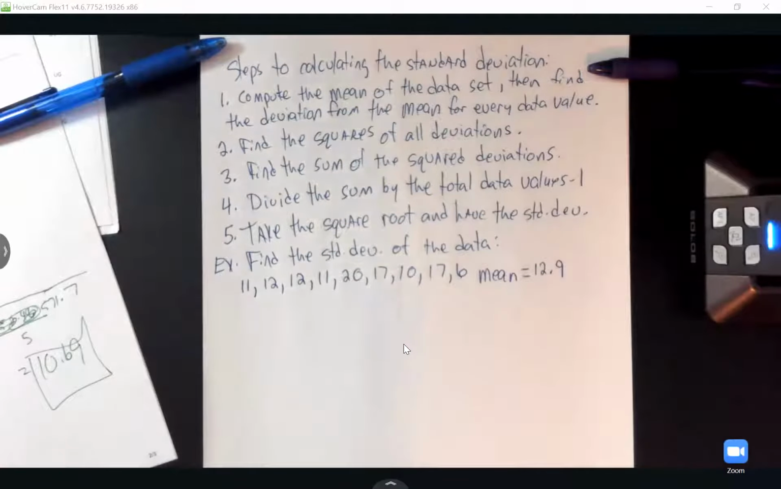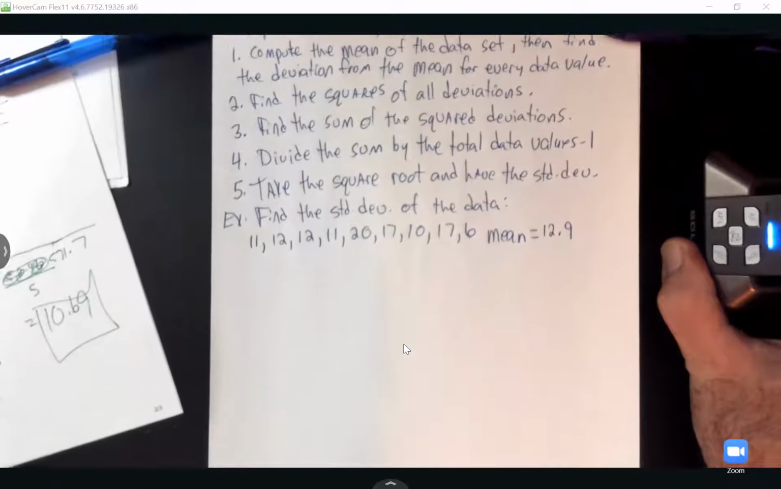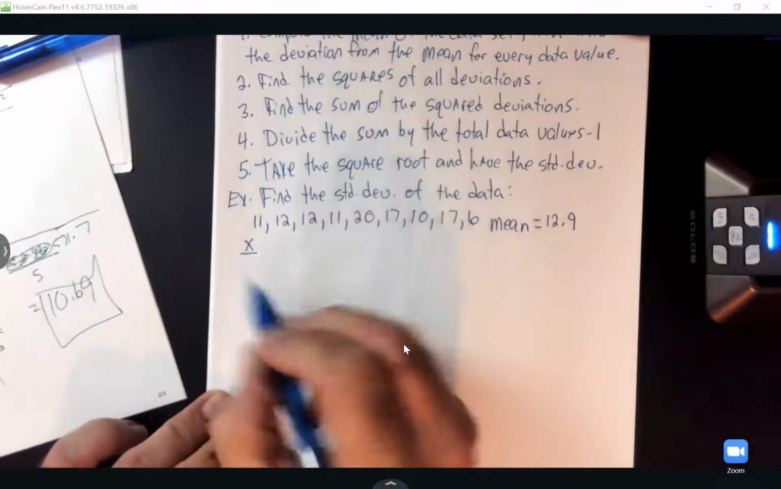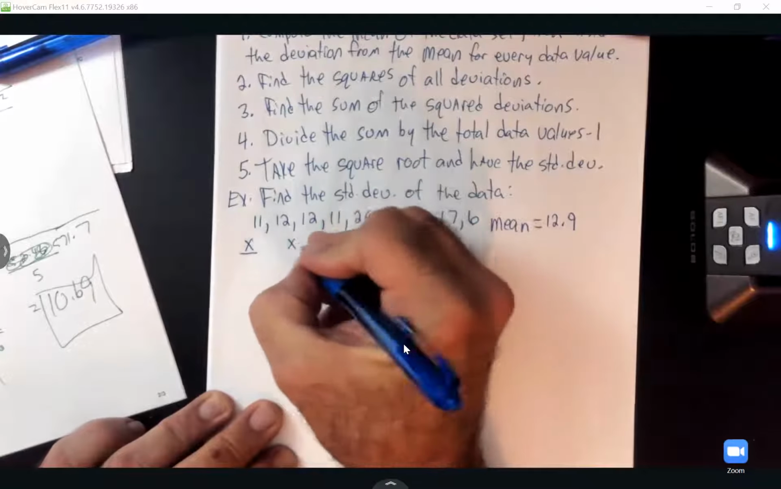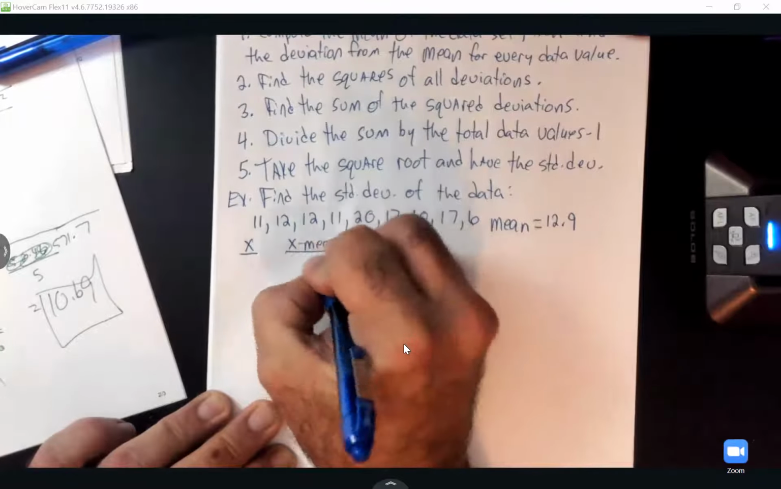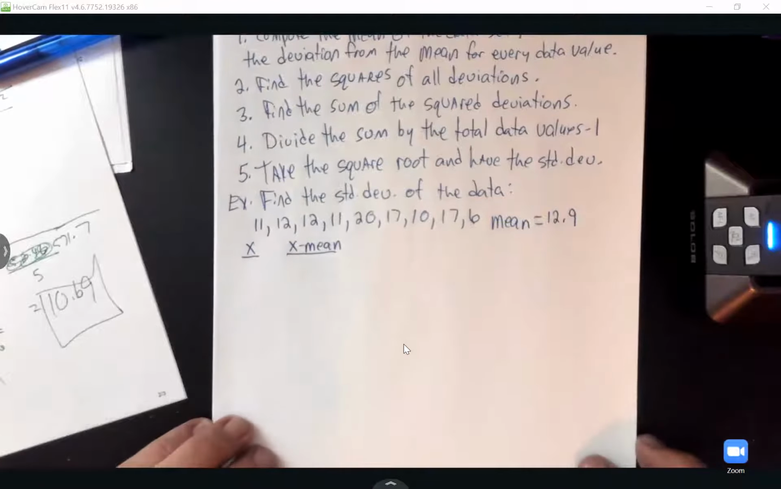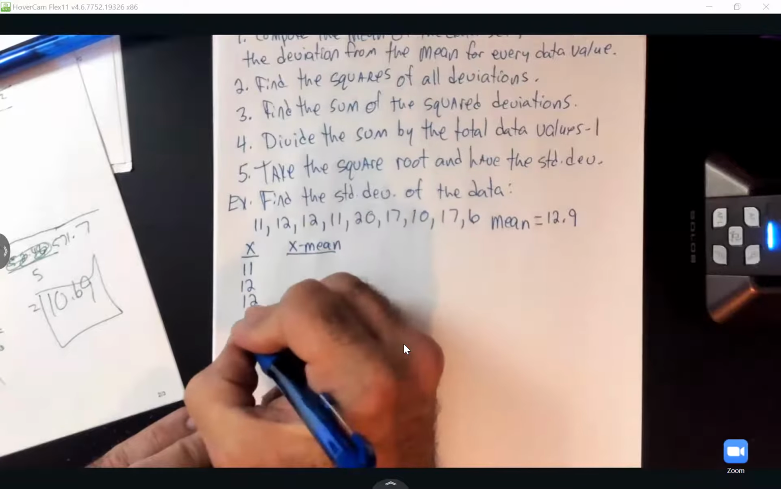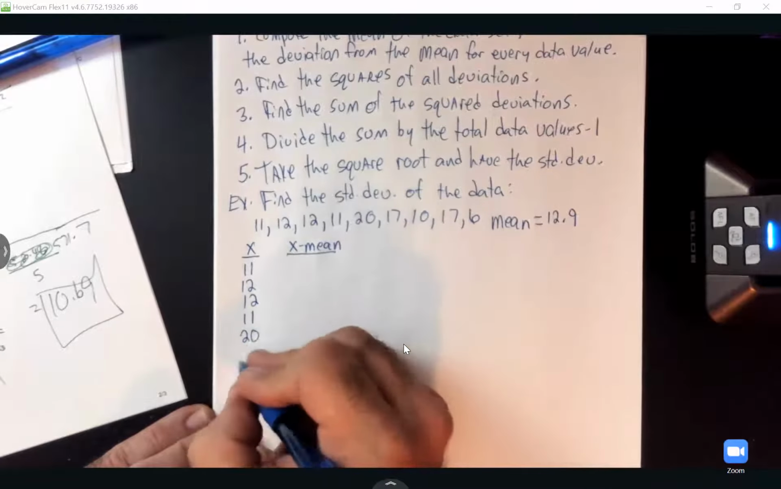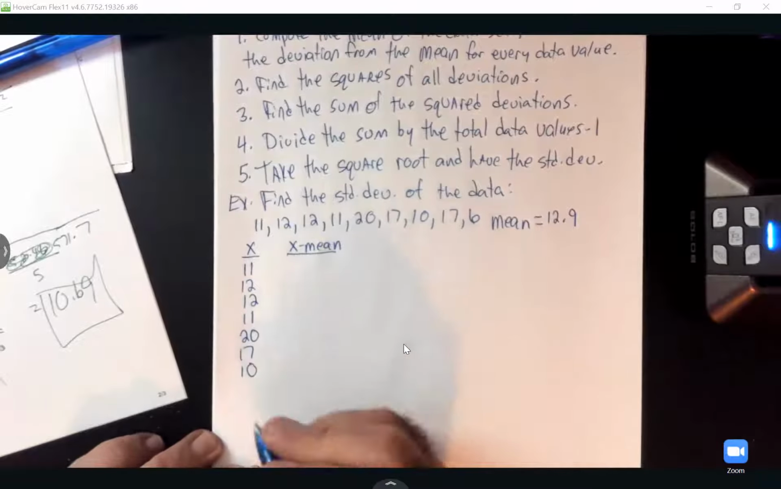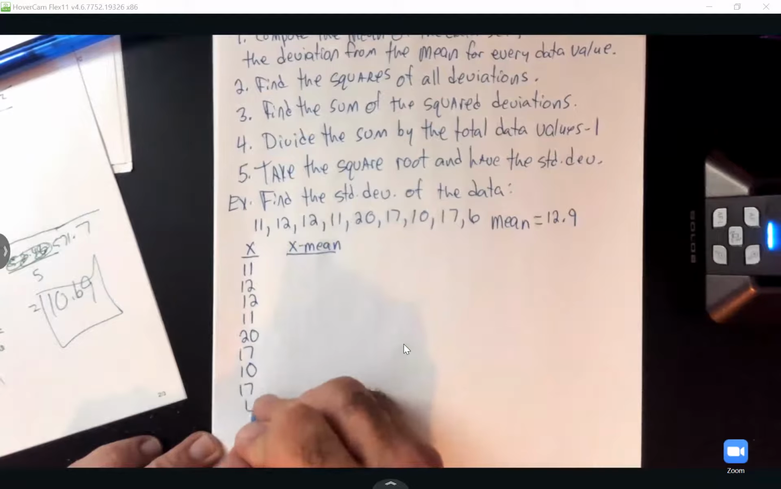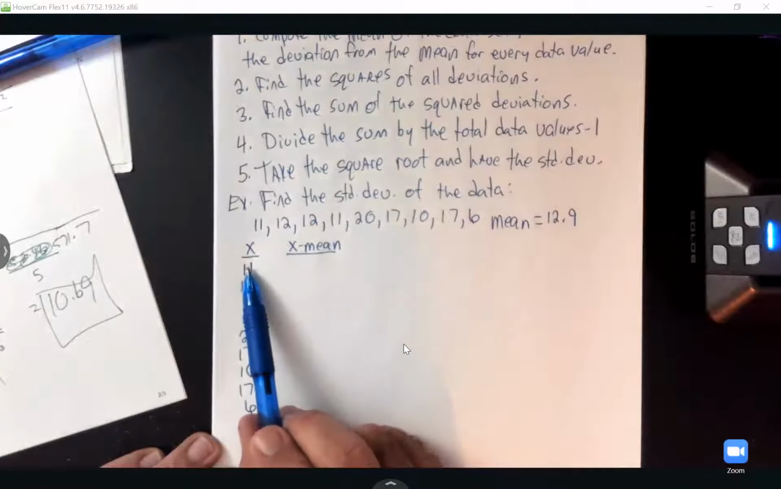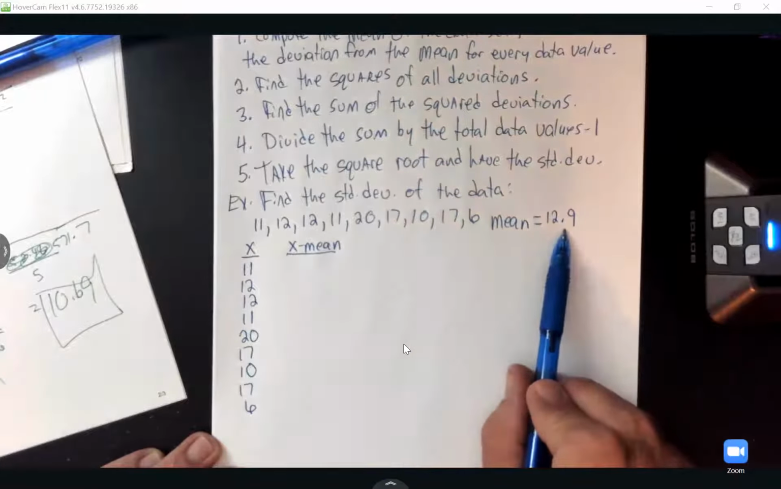So what we need to do now is make a little chart up, or a table, I guess you'd call it. I'm going to list my X's here, which are my data points. And then I'm going to find what the X minus that mean is that we found, okay? So my first X is 11, and then I had 12, 12, 11, 20, 17, 10, 17, and 6. So that's all my data points. To get to the next column, we take each of these X's minus the mean, which was 12.9.